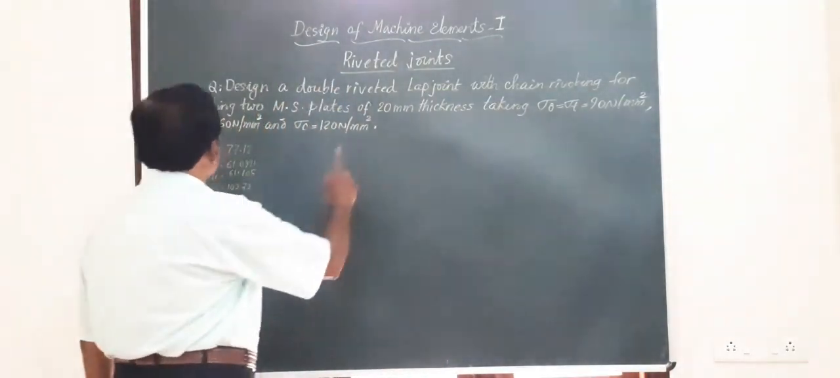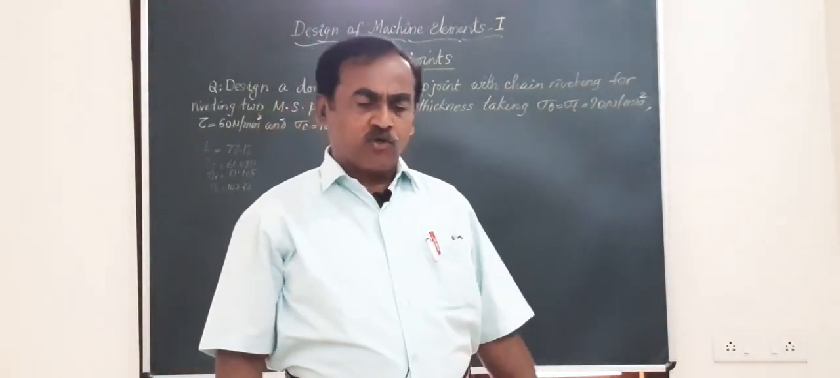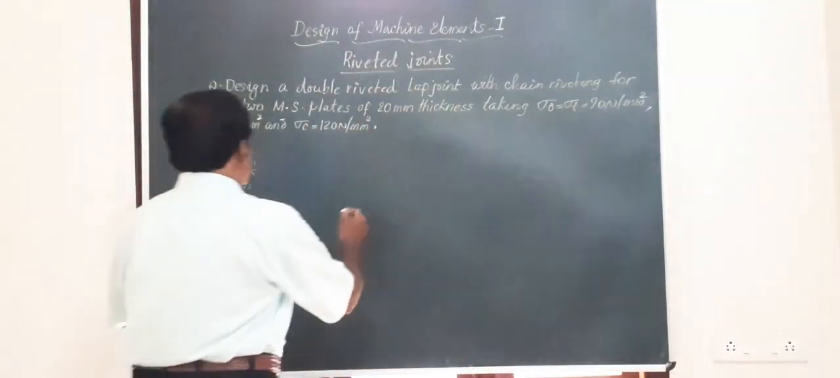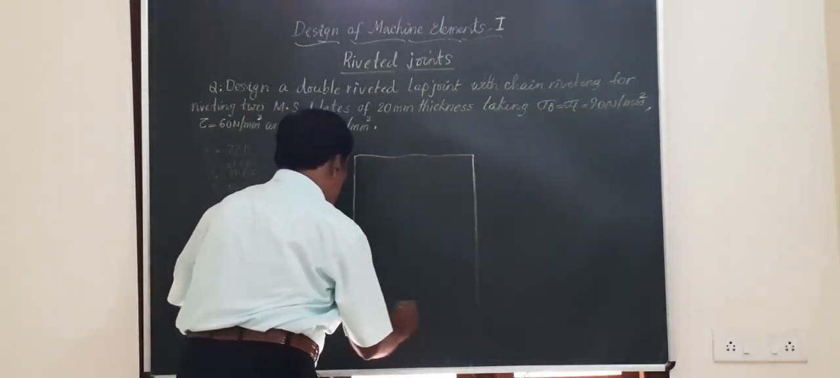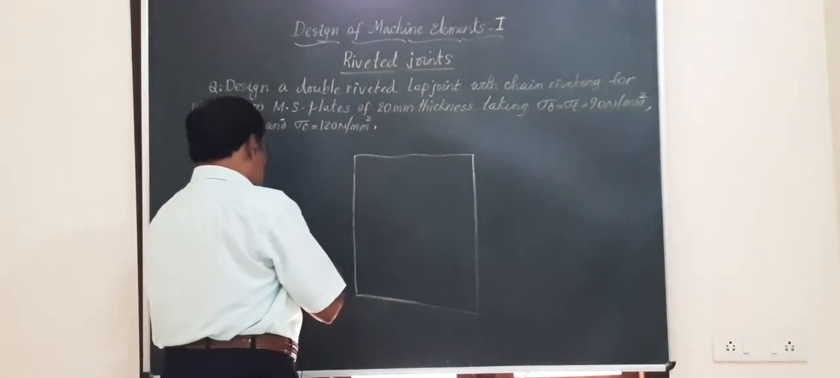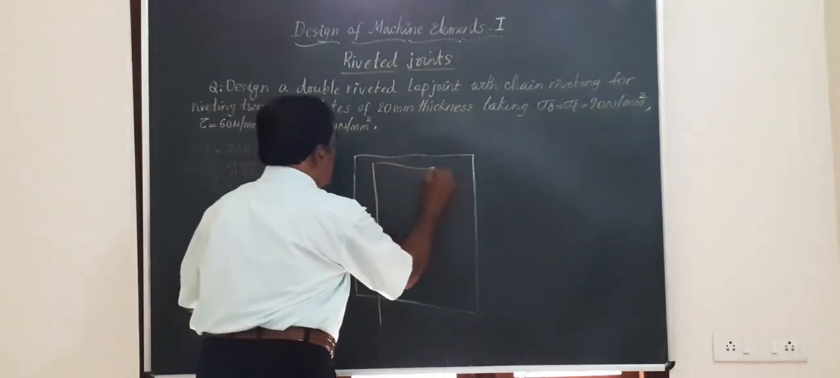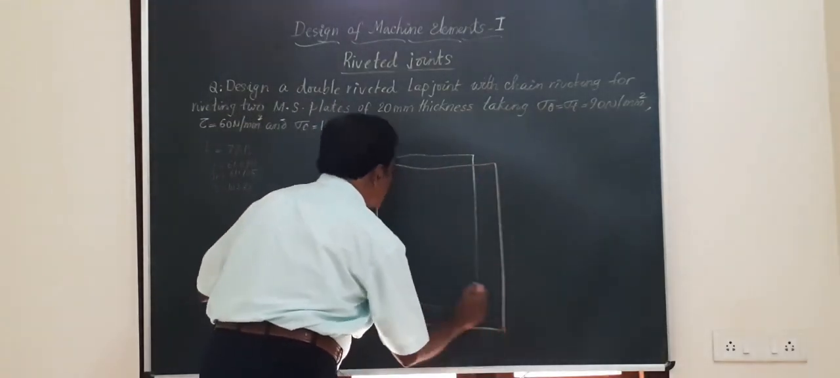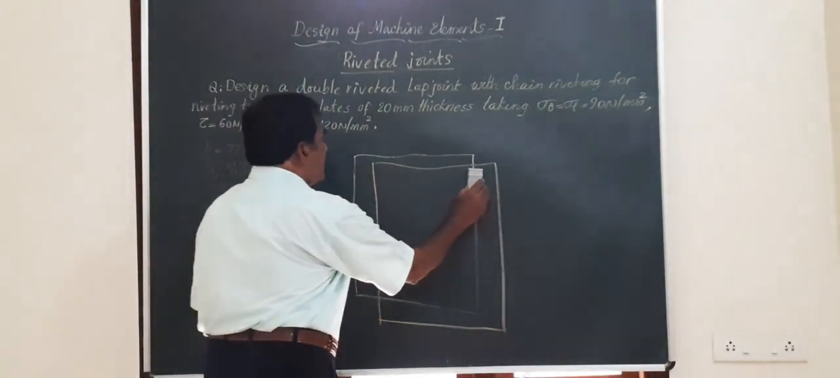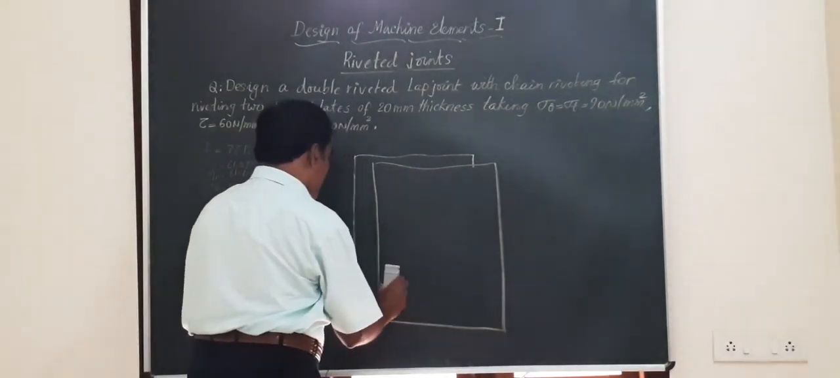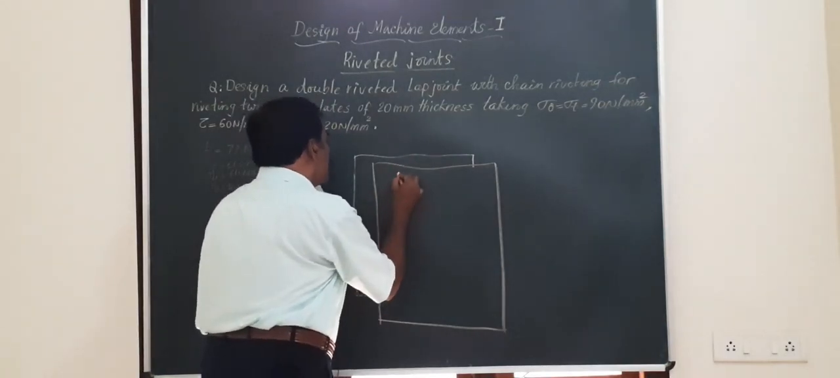Friends, let us get into the problem. We are designing a double riveted lap joint, so I am going to draw the top view of a double riveted lap joint. Here we have two plates. This is one plate and this is the other plate. There are two plates, one placed over the other, and we are going to have the riveting made using two rows of rivets. This is plate number 1, and plate number 2 you can see. So I am going to have two rows of rivets.